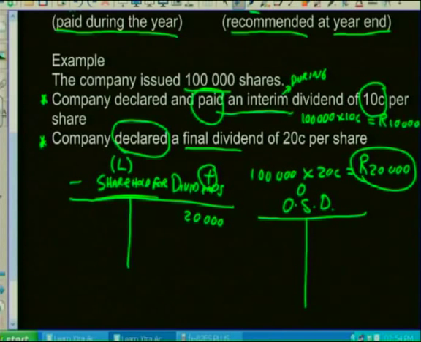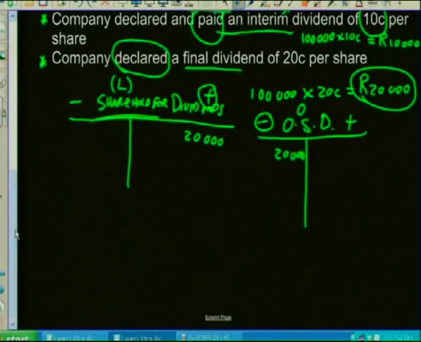Ordinary share dividends is owner's equity minus plus, because again it's an expense. On the debit side, 20,000. Okay, right, you guys are with me on this one.